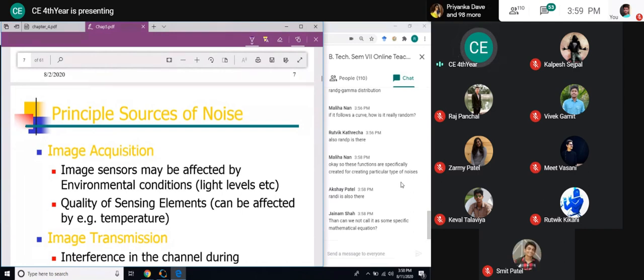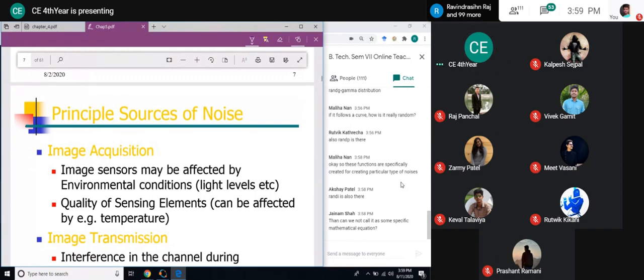Janam, I'm coming to your point. Let me check others. Yes, Ruchik, rand is available for the Poisson distribution, but as we have not taken it, we are not going to use it. Various types of noises are available. Poisson distribution is also there. Many other distributions are there. But as we have not taken that in our theory session, we are not going to take it in the laboratory session as well, but definitely you can try.